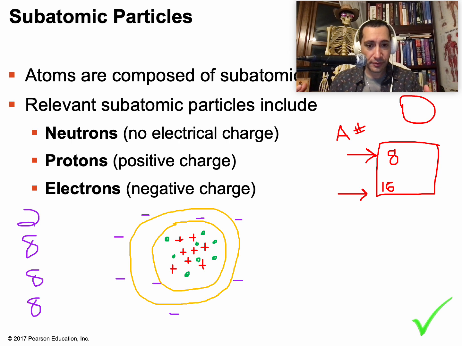Where do the electrons exist? Not in the nucleus. They exist in the orbital shells. Where do the protons exist? They exist in the nucleus. Where do the neutrons exist? They exist in the nucleus as well.